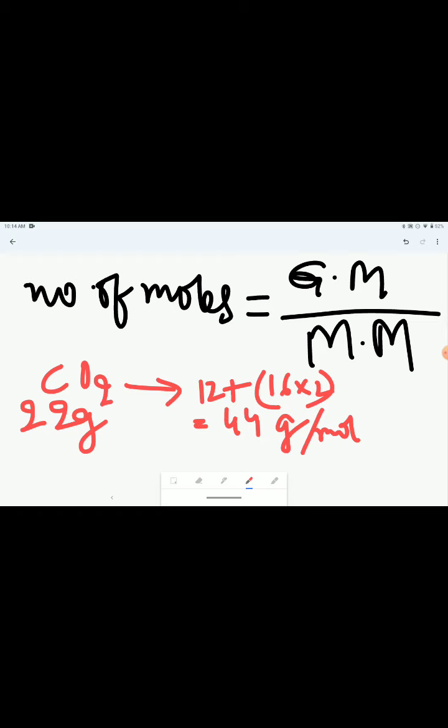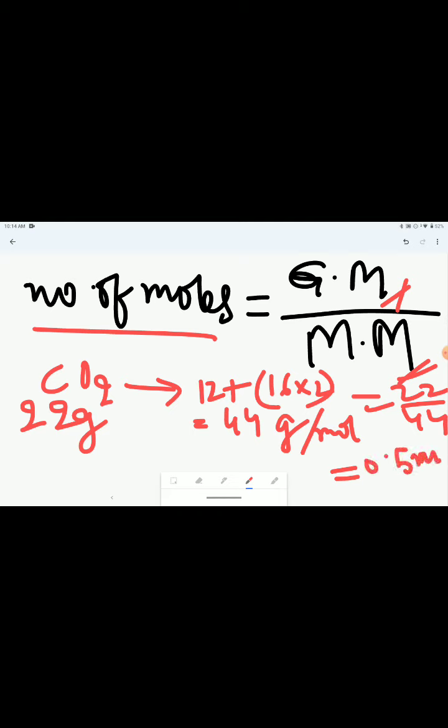So they are asking us to find the number of moles of CO2 in 22 grams. We can do it simply because we have a formula: number of moles is equal to given mass by molar mass. Given mass is 22 and molar mass is 44. So let's calculate the number of moles. Number of moles gives us 22 by 44, which is 0.5 moles.